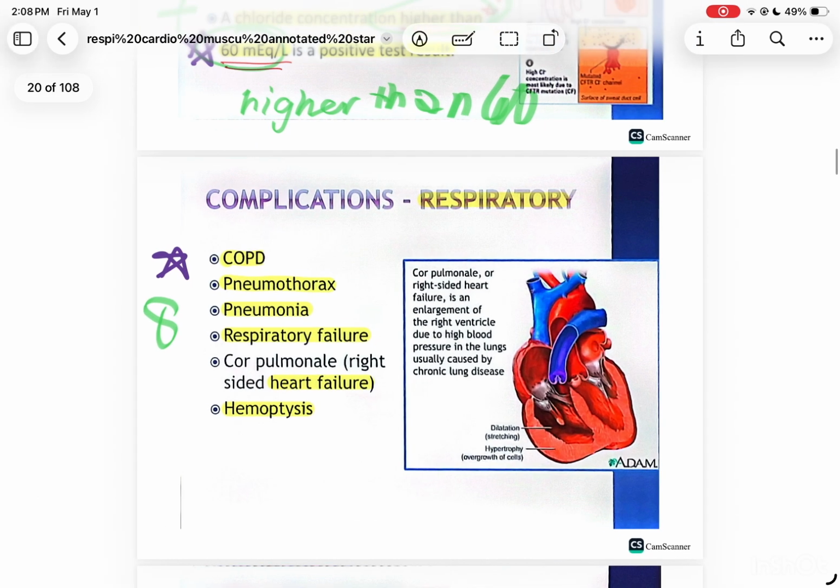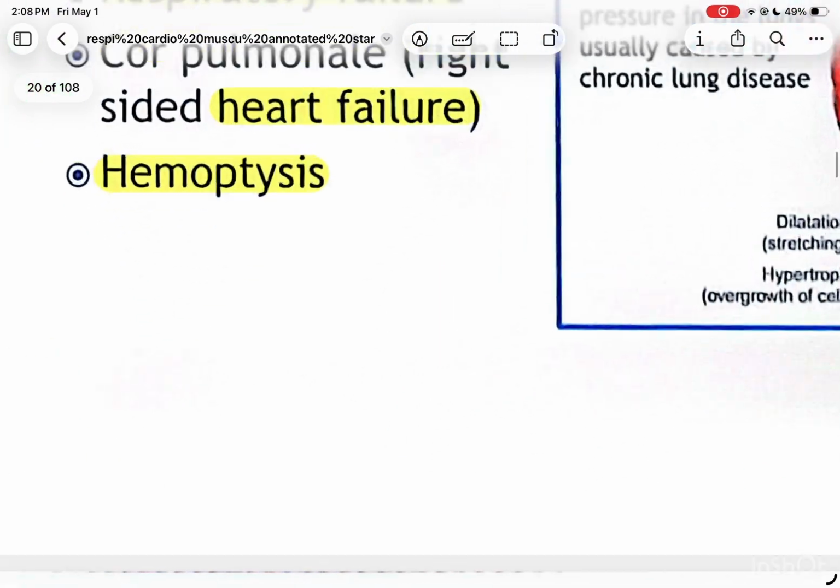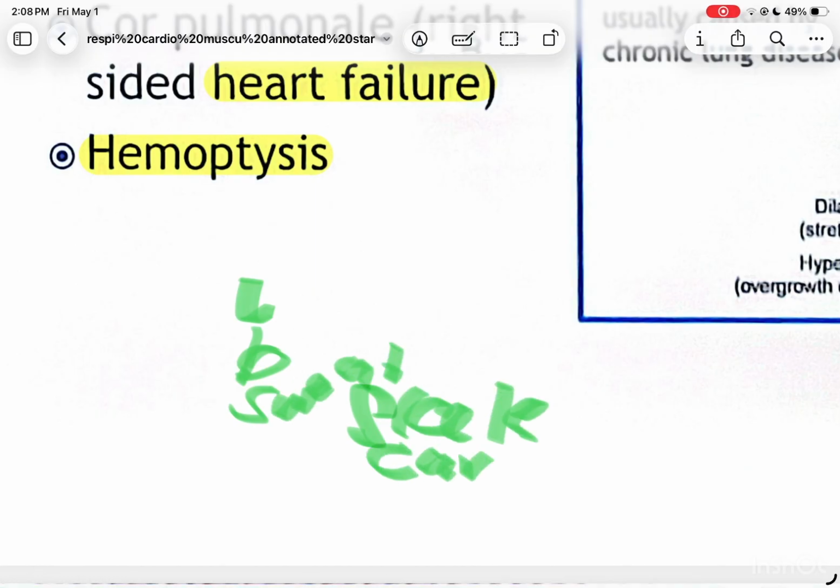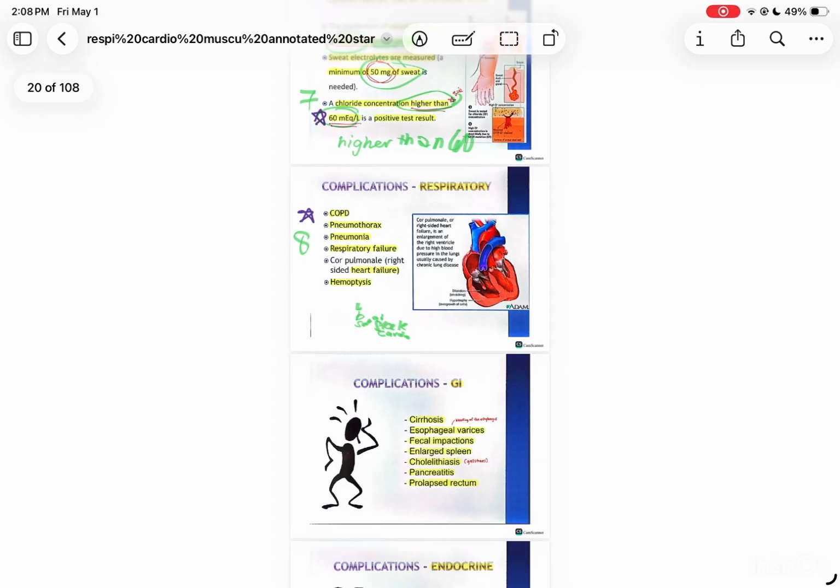Higher than 60, guys, positive test result na siya. Higher than 60 MEQ, positive test result.